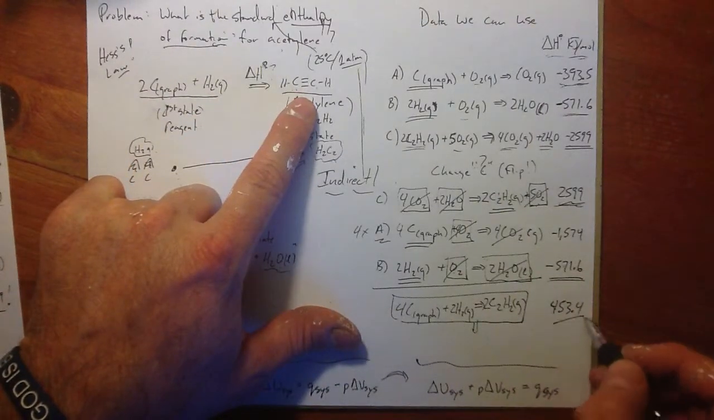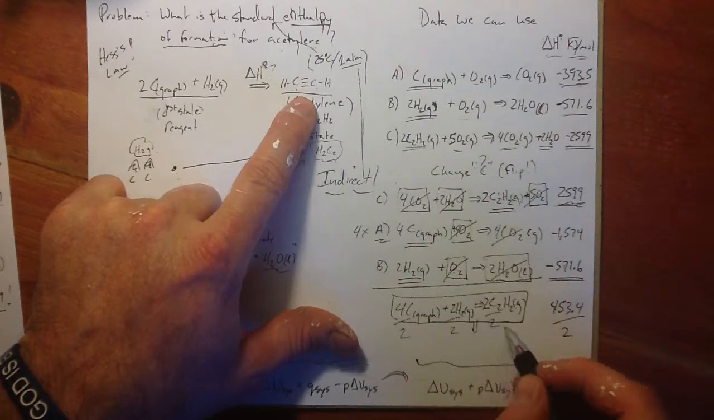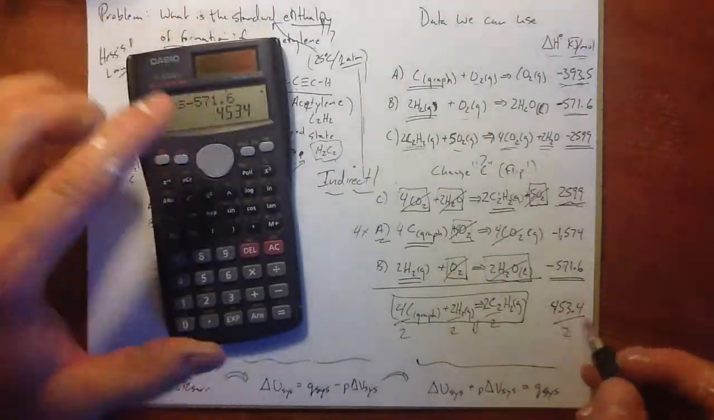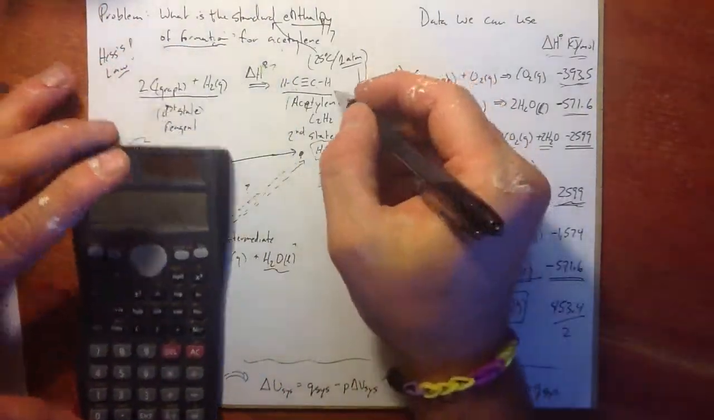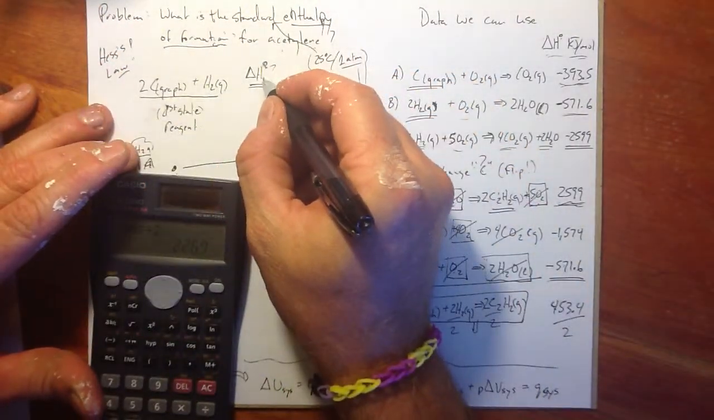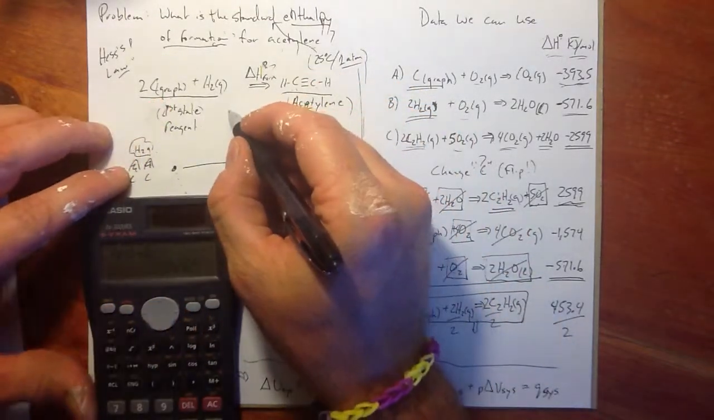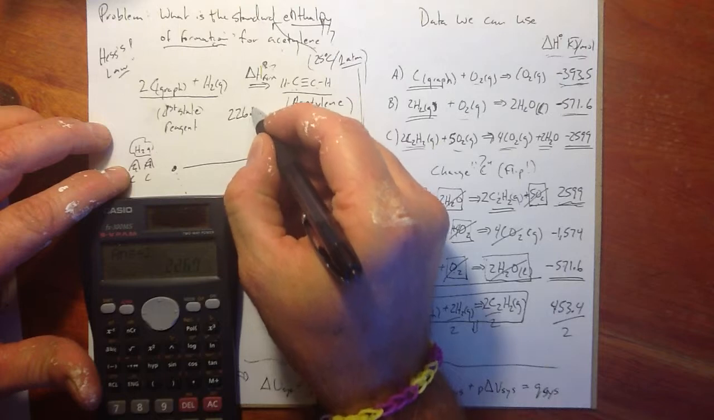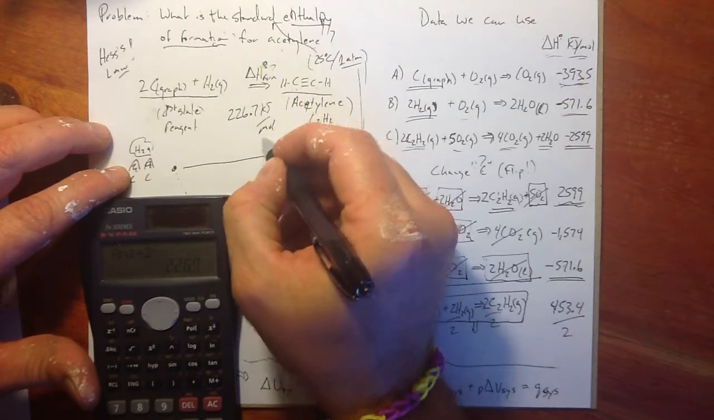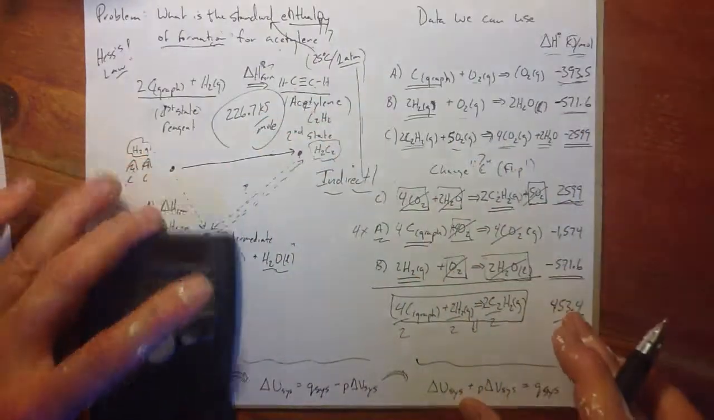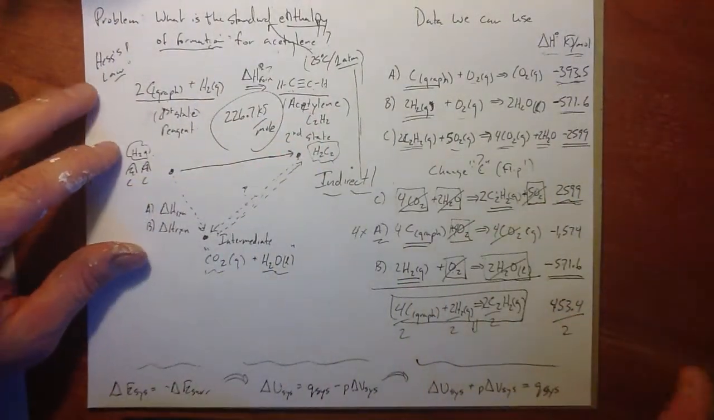So what do we do to this value? Just divide it by 2. So we can take this value and divide it by 2. And we get that the delta H of formation for this reaction is 226.7 kilojoules per mole. And we used an indirect route, Hess's law, to get there.